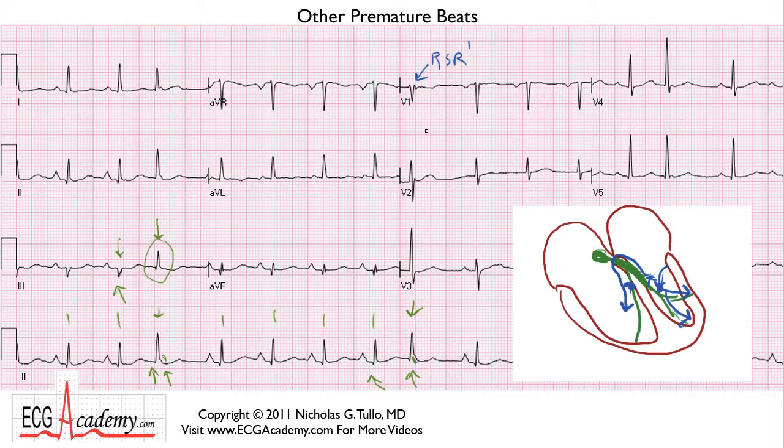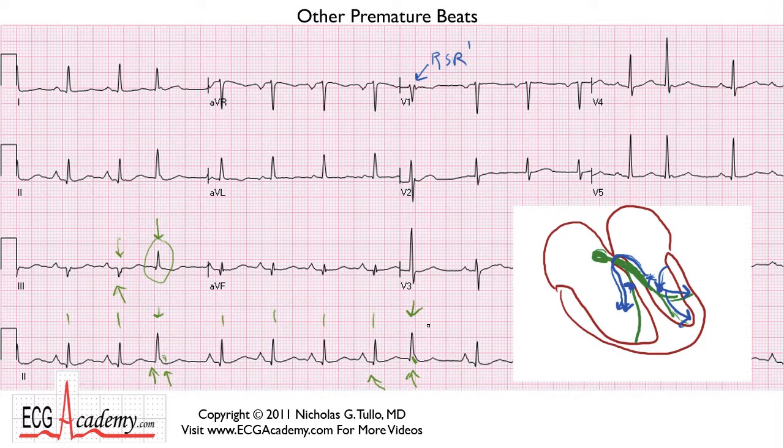I talk about bundle branch block patterns in the intermediate course. When you're reading 12-lead ECGs, of course, you need to be able to recognize this. But the point is that beats can arise from part of the conduction system, and then they can wind up taking an aberrant course through the conduction system and give rise to a slight widening of the QRS complex, but not a full-blown bundle branch block pattern.